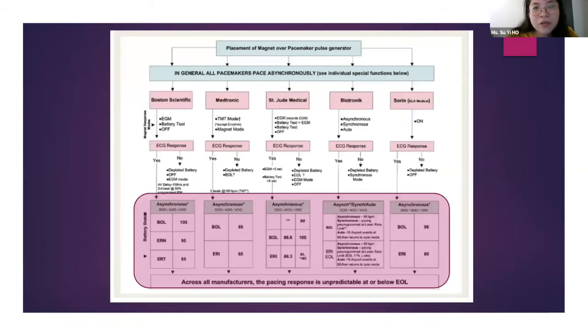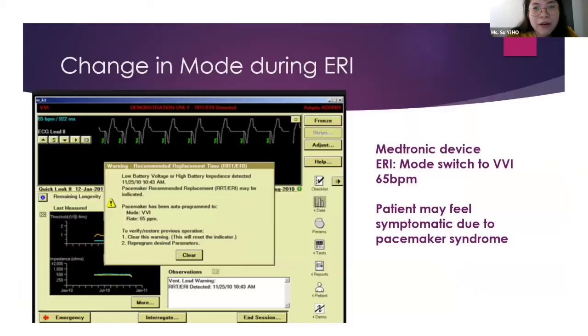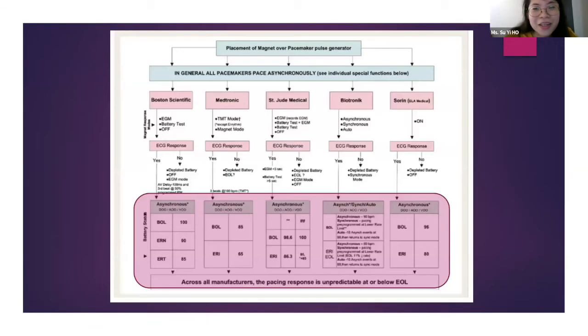Okay, this is a very useful table on the information of different magnet modes from the different device companies to help identify whether the device is in ERI or end of life. So you can actually use the magnet mode to help you by placing a magnet over and just using an ECG machine if you do not have a programmer around with you.